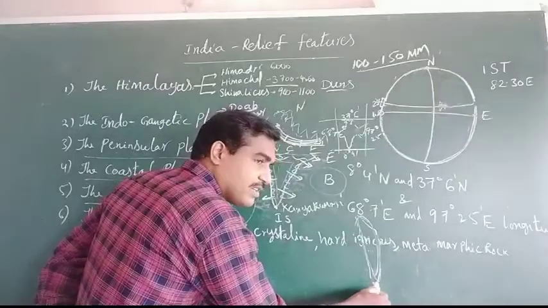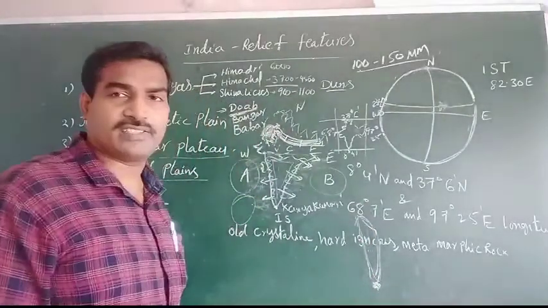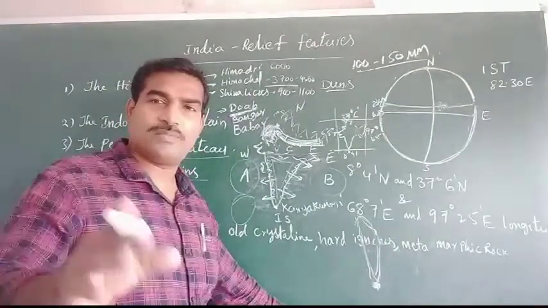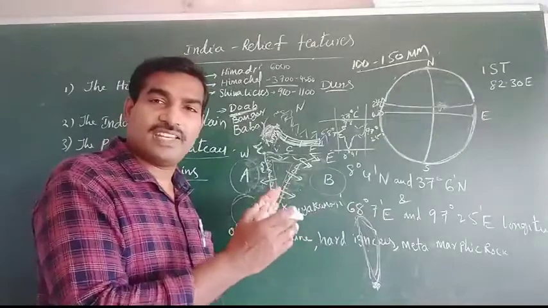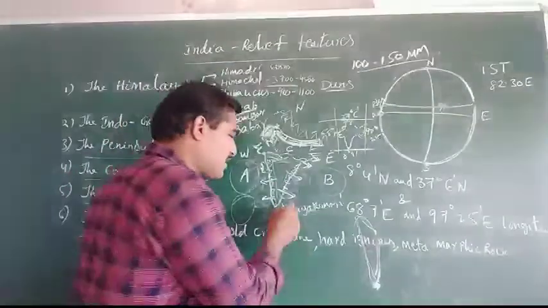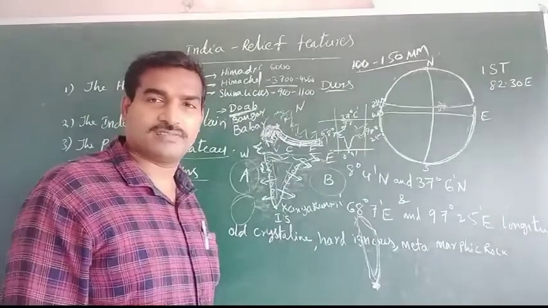Southernmost boundary of India is located in Andaman Nicobar Islands. It's known as Indira Point. Southernmost boundary of India mainland, it is Kanyakumari. Understand? Next.